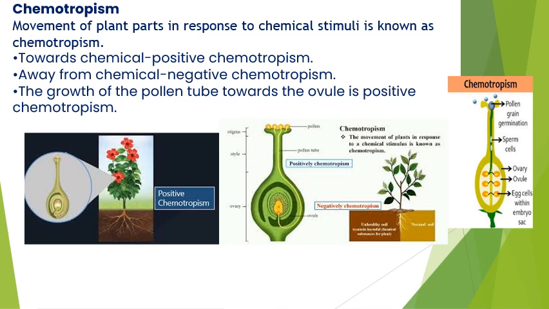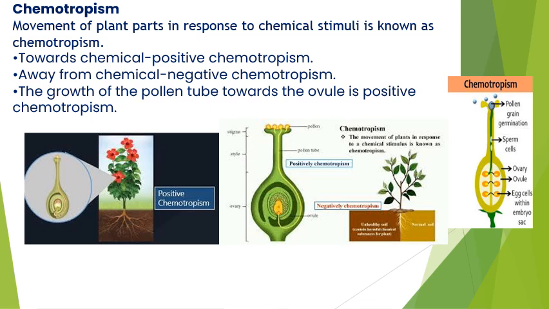You know how fertilization occurs, right? The fusion of both male and female gametes results in fertilization. You can see clearly here the pollen grain germinating, and the sperm cells reaching the ovule. So this is regarding positive chemotropism.